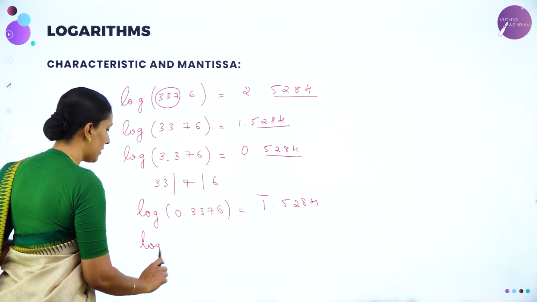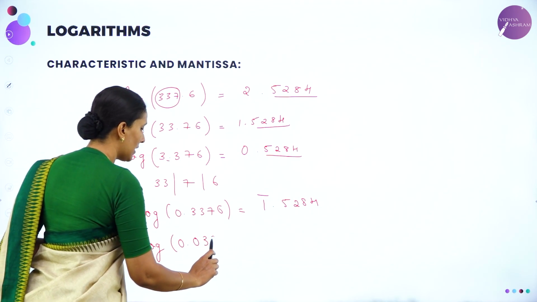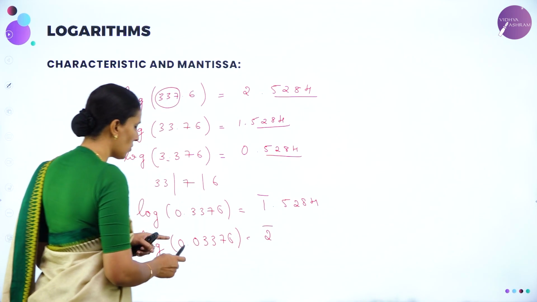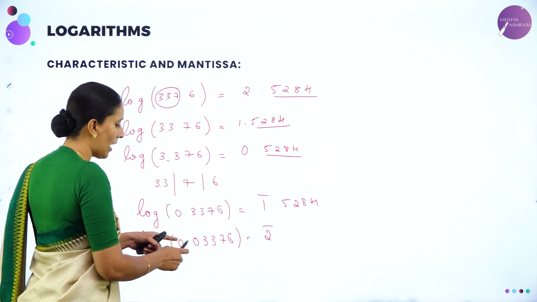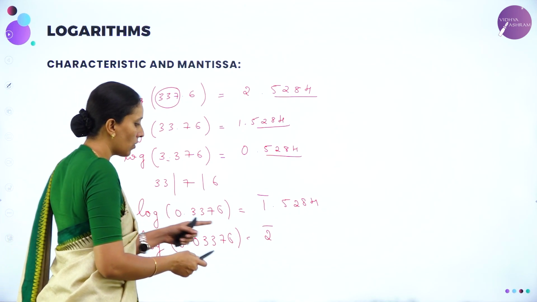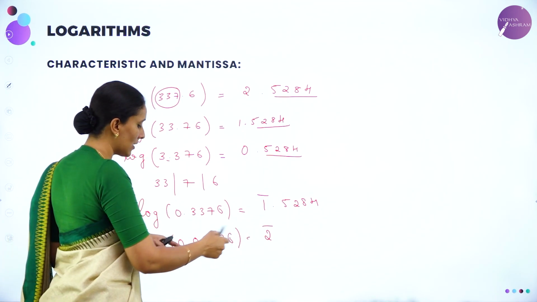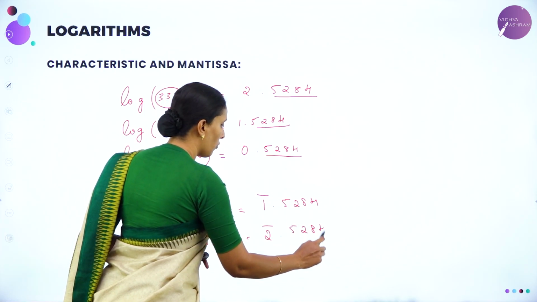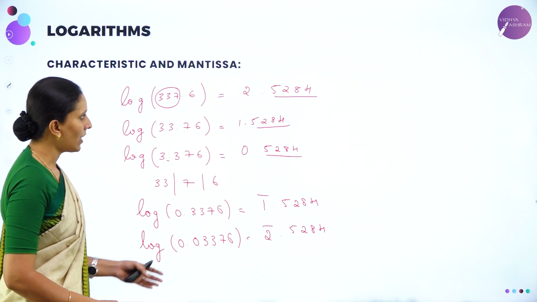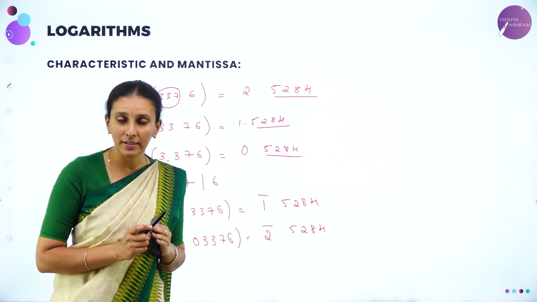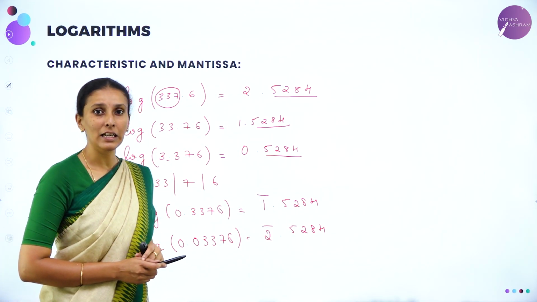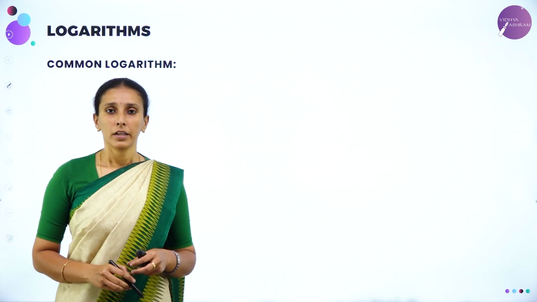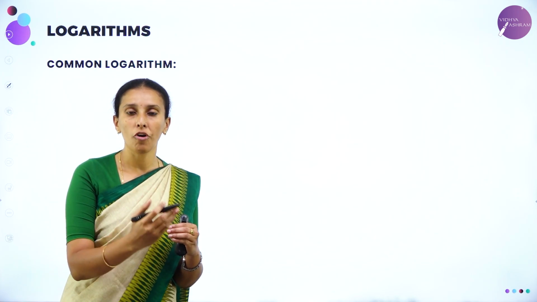Similarly, we can calculate 0.03376. So here we'll get 2 bar. So always remember, after the decimal point, the number of zeros makes it easy to write the characteristic. So we have 2 zeros, so obviously it will be minus 2. So 5284. So look at these values. Everywhere the mantissa remains the same. The only thing, the characteristic changes according to the number of digits before the decimal point. Now this is how we will study the log of the given value.